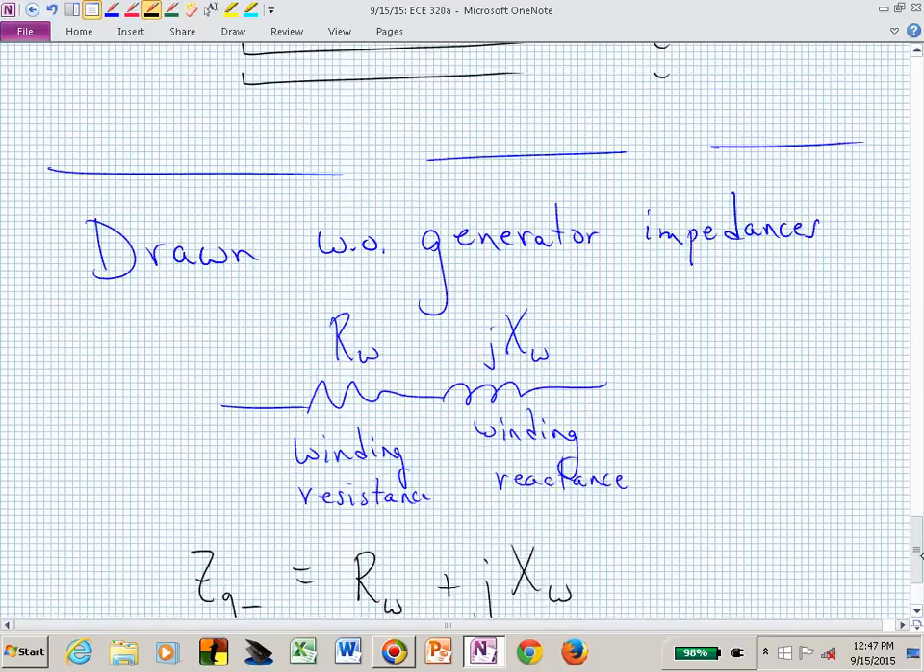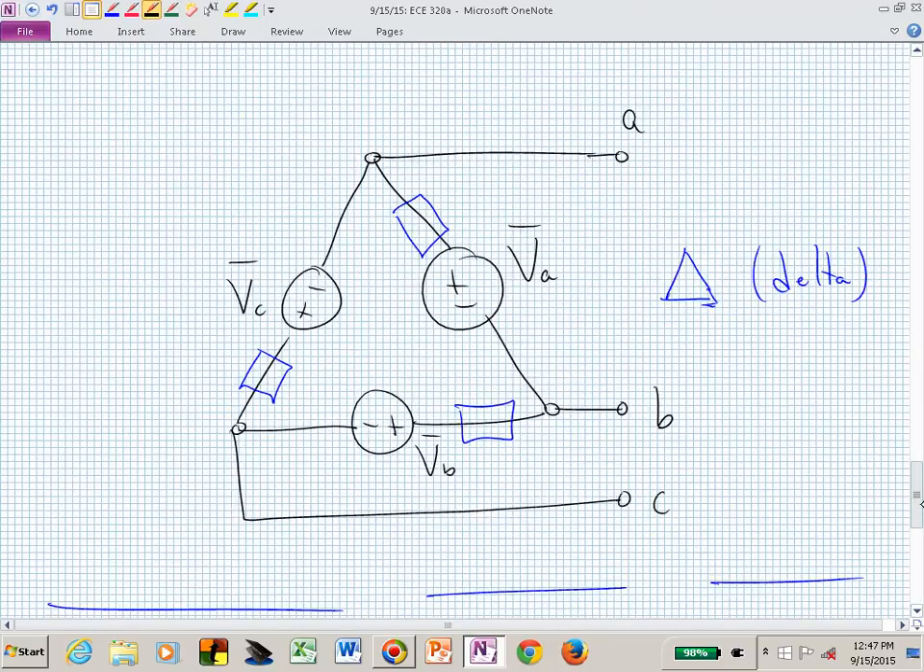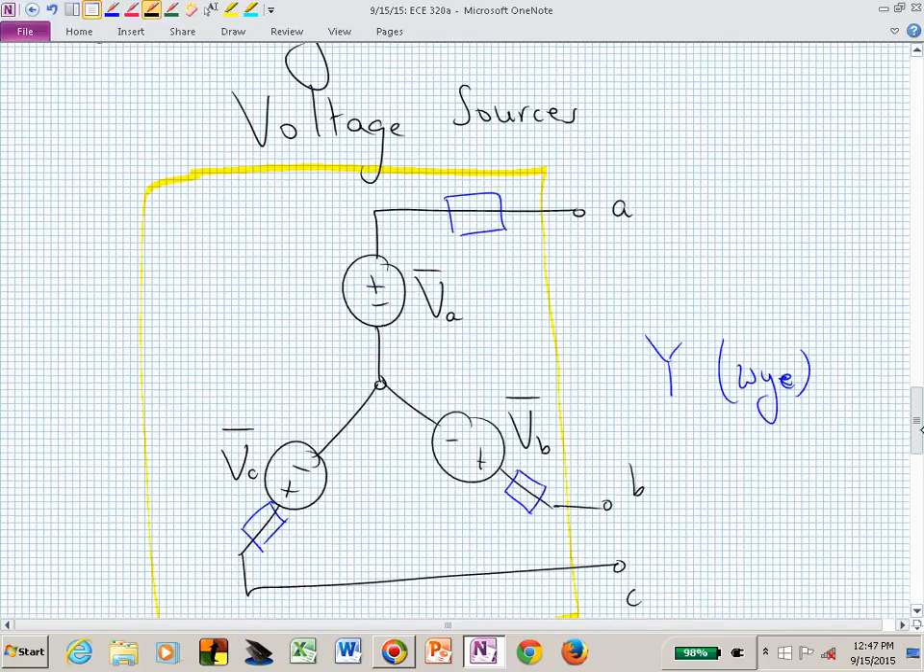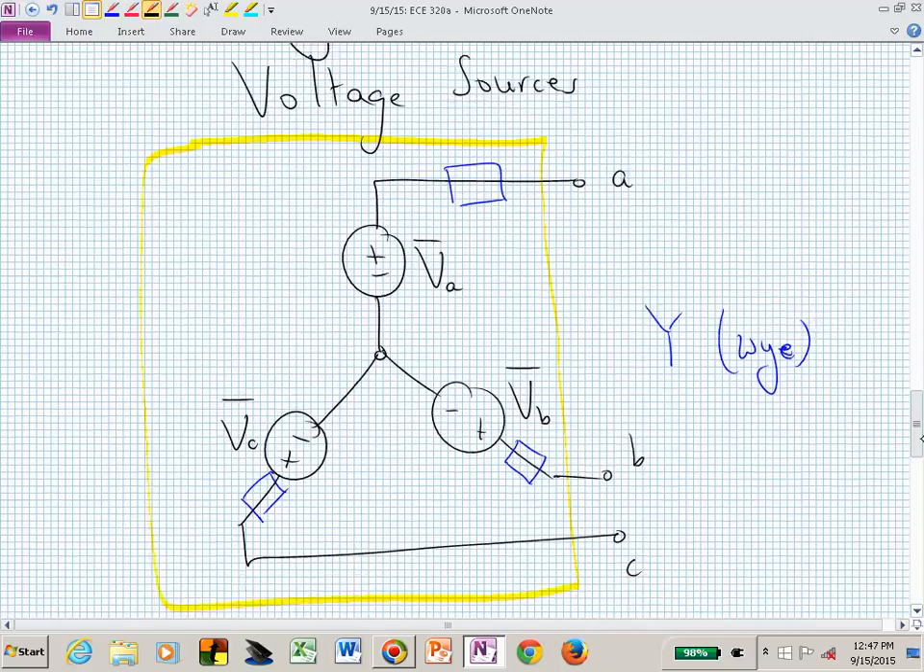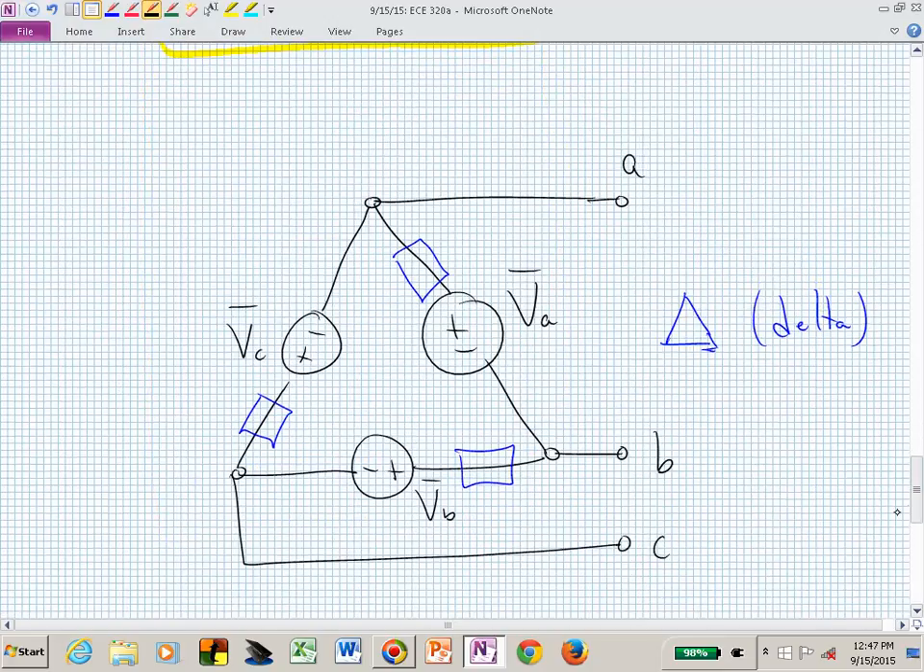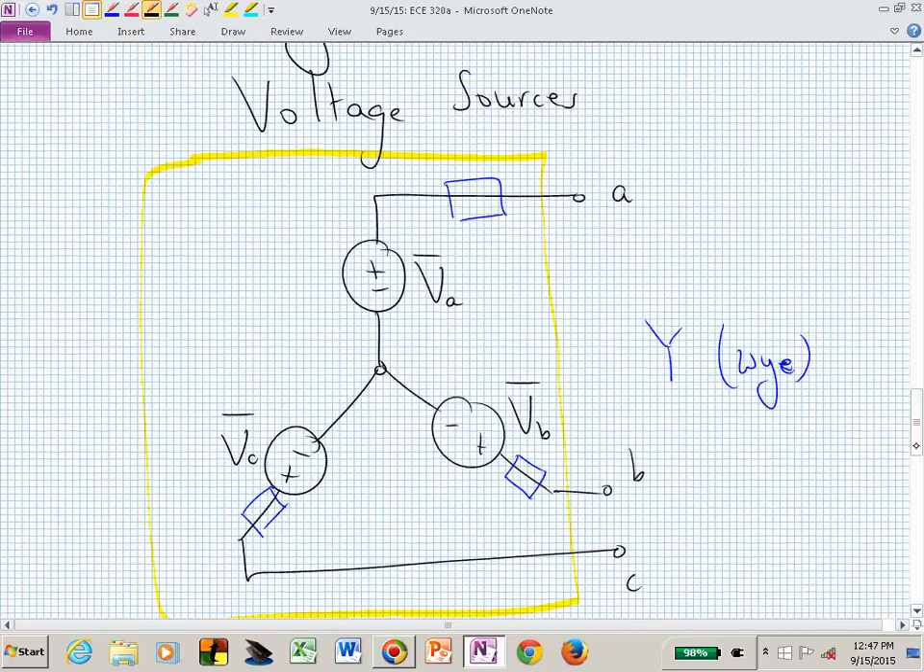And if we say neglect those, then we end up with this without the blue boxes, or that without the blue boxes. But do you see that these could actually look the same in terms of the terminals, ABC versus ABC? Although here, we actually have the ability to maybe have access to the neutral.